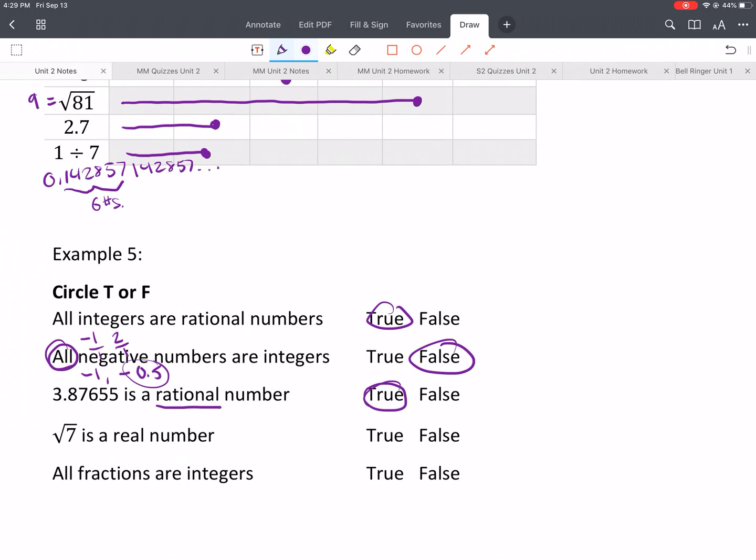Square root of 7 is a real number, true. Everything we've talked about so far is real. It's also irrational, so don't get real and irrational mixed up, or real and rational.